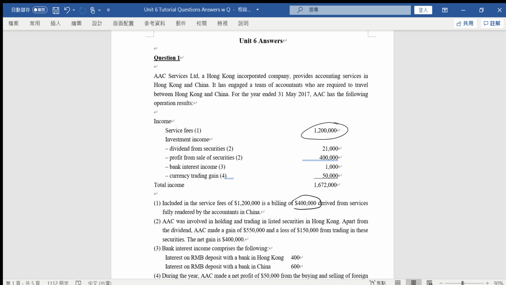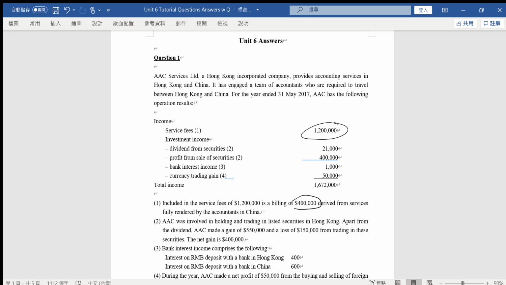But how to argue? In order to pay Hong Kong tax rather than China tax, you should be aware and careful, and you may argue in this way. Although all the services are being rendered by the accountants in China, let's say the final decision comes from Hong Kong, and also the audit report is being signed and issued by the Hong Kong company.